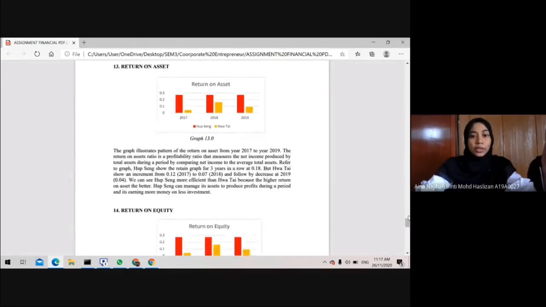The return on asset ratio is a profitability ratio that measures the net income produced by total assets during a period by comparing net income to the average total assets. We can see Hubseng is more efficient than Huatai because the higher the return on asset the better. Hubseng can manage its assets to produce profit during a period and it is earning more money on less investment.